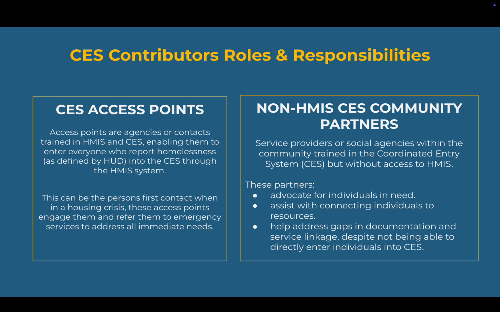The non-HMIS CES community partners refers to providers or agencies that are trained in CES but do not have access to HMIS. These partners advocate for individuals in need, assist with connecting individuals to resources, and help address gaps in documentation and service linkage, despite not being able to directly enter individuals.